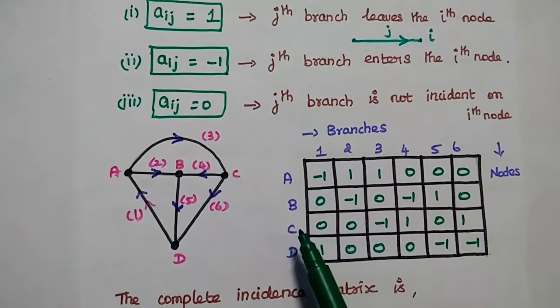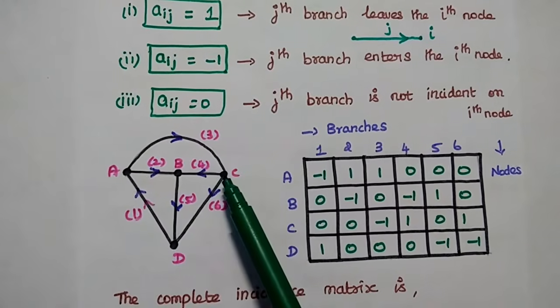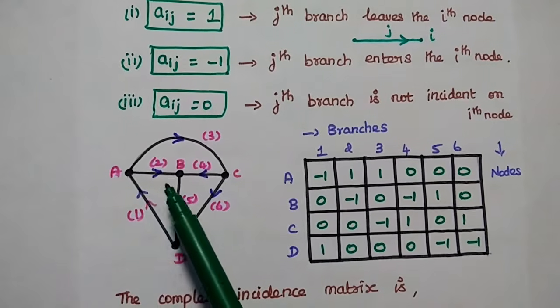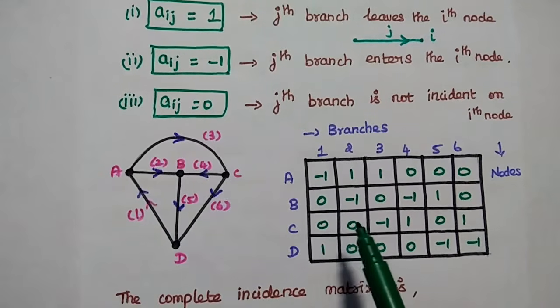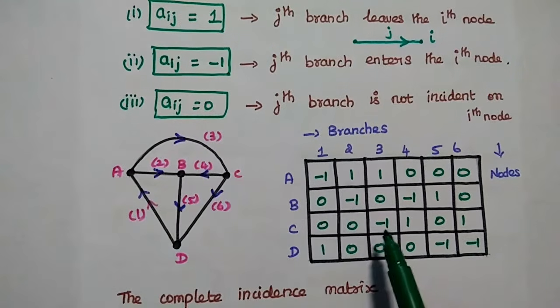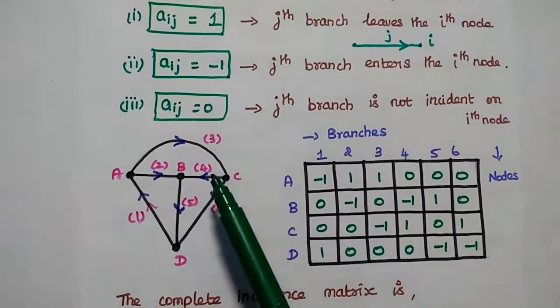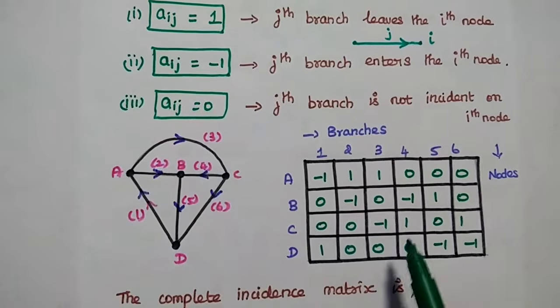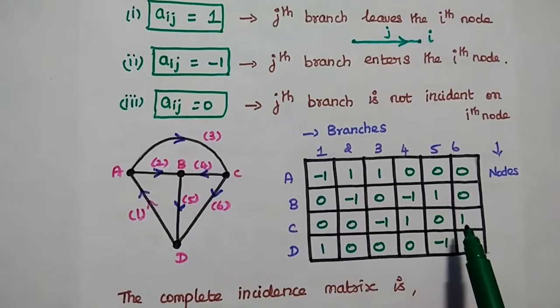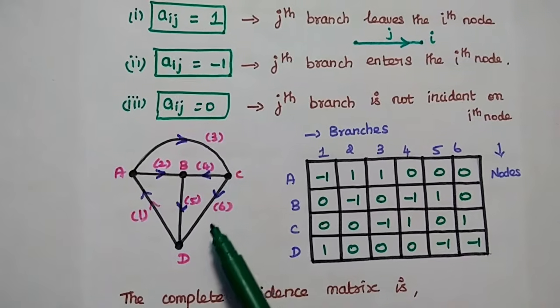Then we can take C node. At this node there is no connection from the first branch, and the second branch, so we can put 0, 0. The third branch is entering this C node, so -1. The fourth branch is leaving from the C node, so we can put +1. For the fifth branch there is no connection, and the sixth branch's value is +1 because it is leaving.